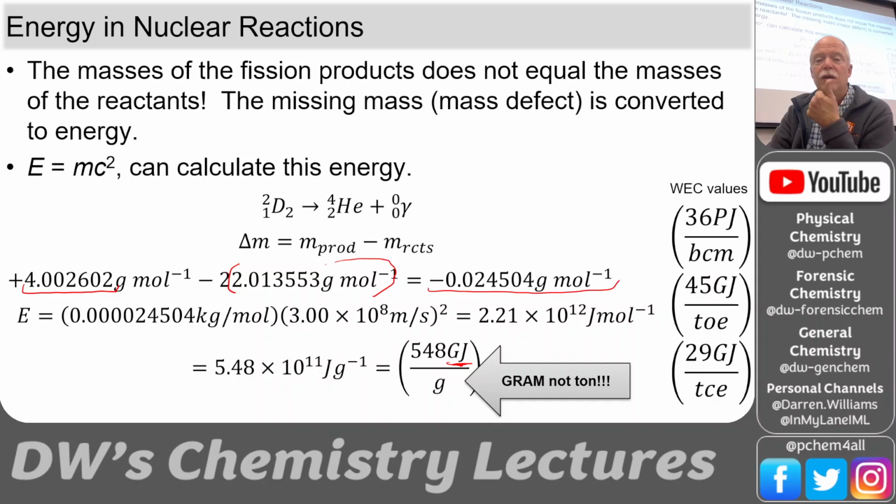And all of those million cubic meters of natural gas or ton of oil equivalent or ton of coal equivalent, we're in the double digits. Well, the ton of oil and ton of coal were double-digit gigajoules per ton. And this is 3 orders of magnitude per gram. It's insane how much energy is in the nucleus.